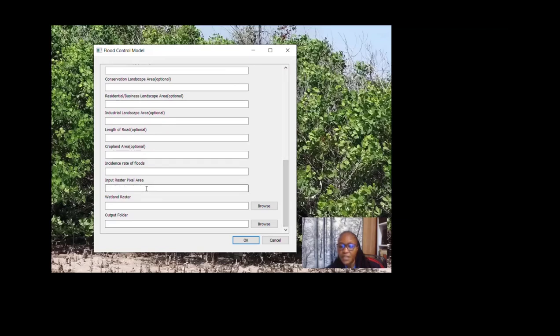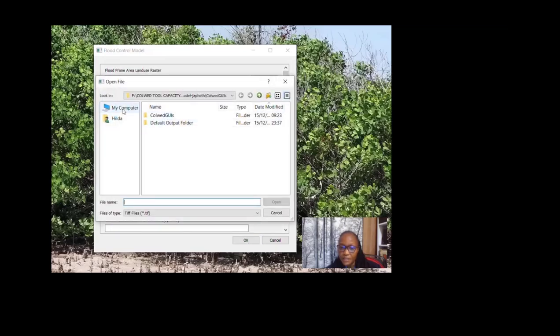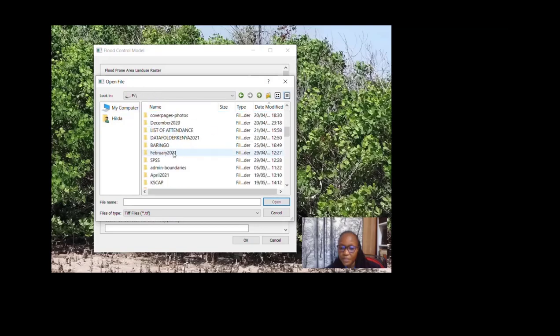Finally, we input the pixel area. And because this data is being done in one landscape, maybe the landscape is downstream or upstream for the cases of coastal regions, we need to transfer the value that will emanate from this landscape to the raster, and that's why we are loading the wetland raster, and finally defining the output folder where we would want to find our data. So let us input all our datasets from the folder where you have your input data.